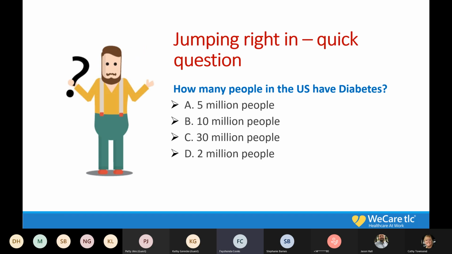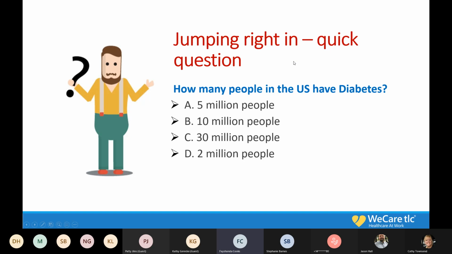Well, I can ask the first question, jumping right in. This is an audience participation question: how many people in the U.S. have diabetes? If you think it's 5 million, or A, raise your hand. If you think it's 10 million, or B, raise your hand. All right. Lower your hand, B person. If you think it's 30 million, or C, raise your hand. If you think it's 2 million, raise your hand. All right. Most appear to have said 10 million.